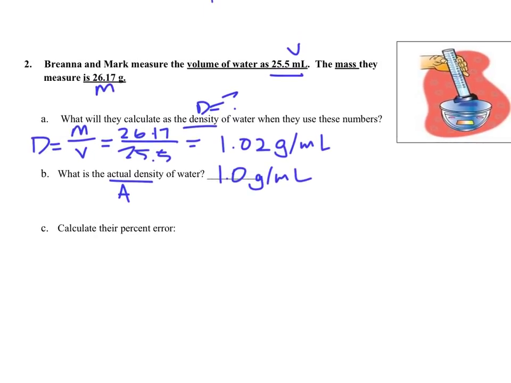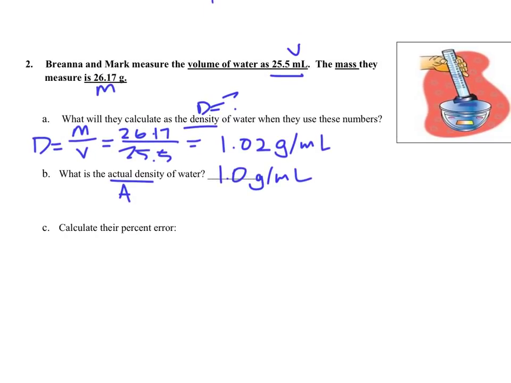So I want to calculate the percent error. So the actual is 1.0 grams per milliliter. The experimental, what they calculated in the lab, is 1.02. So let's plug that into our calculation.